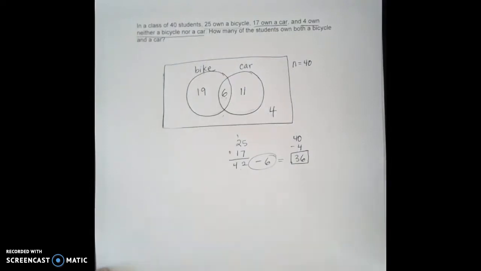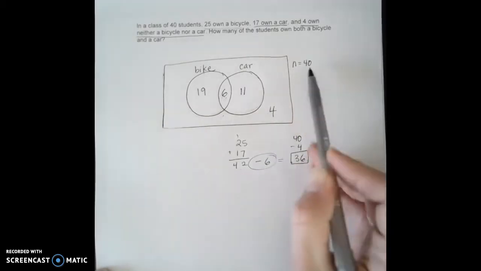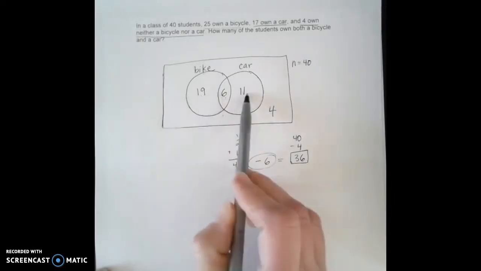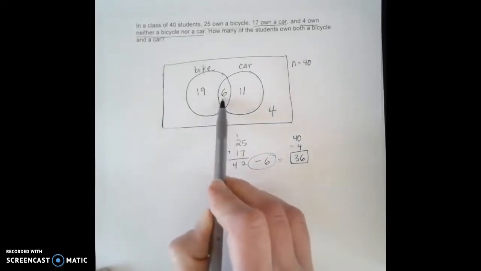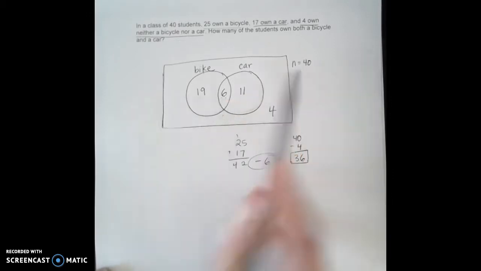Finally, to double check myself, these 3 numbers should add up to 36. And adding up those 4 that don't own a bike or a car should give us the total of 40 students in the class. Okay, so let's see, 19 plus 1 more is 20, plus 10 is 30, plus 6 gives me the 36, plus the 4 more gives me my 40 students total.